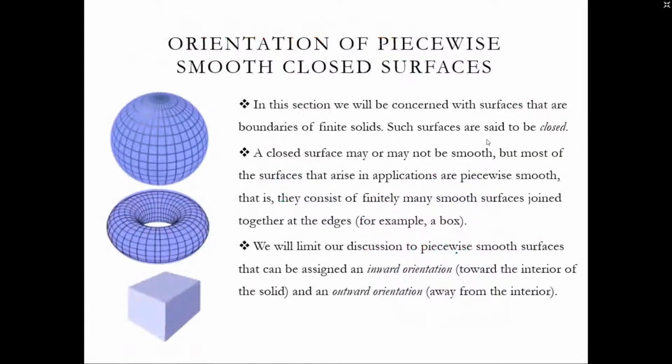So what we are interested in is a surface that is the boundary of a finite solid. That one should be closed. It should be closed. If we look at all these three, all are closed. And it should also be piecewise smooth. Okay, a closed surface may or may not be smooth, but most of the surfaces in applications are piecewise smooth. Not smooth, maybe you have something like this, with a lot of maximum and minimum points, that one is not smooth. Okay, we will limit our discussion to piecewise smooth surfaces only, where you have inward or outward. So toward the interior is divergence negative, away from the interior is divergence positive.